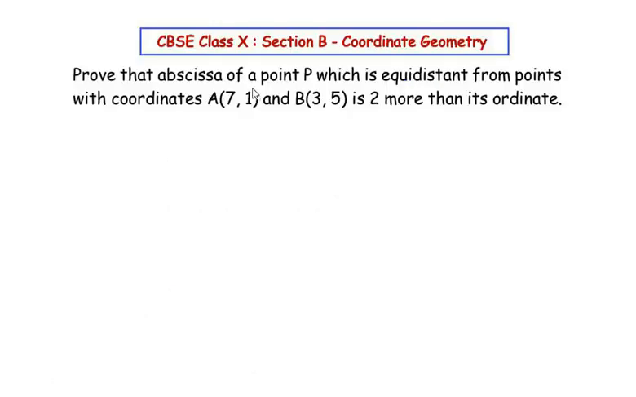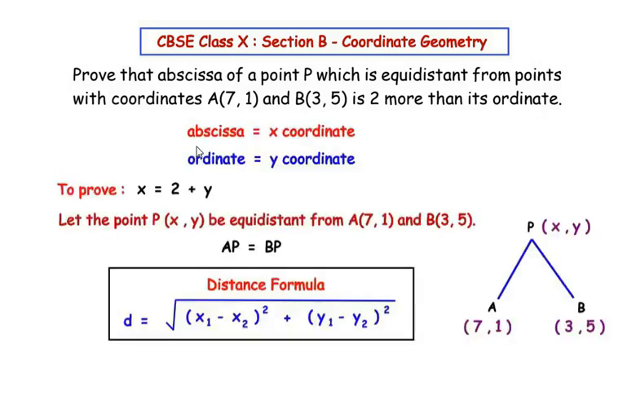Prove that the abscissa of a point P, which is equidistant from points with coordinates A (7, 1) and B (3, 5), is 2 more than its ordinate. So let us understand what is an abscissa and ordinate first. So the abscissa of a point always represents the x coordinate of the given point. So here if you want to say what is the abscissa of the point A, then it is going to be 7 and the abscissa of point B is going to be 3. And ordinate represents the y coordinate of the given points. So for A it is going to be 1 and for B it is going to be 5.